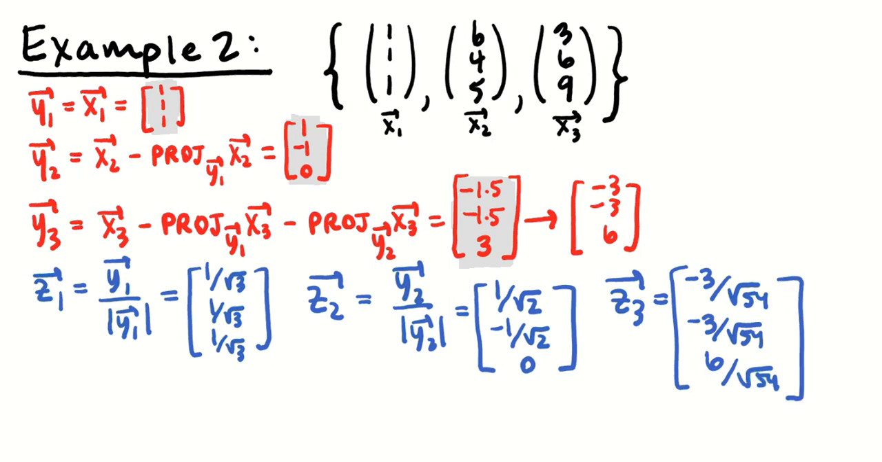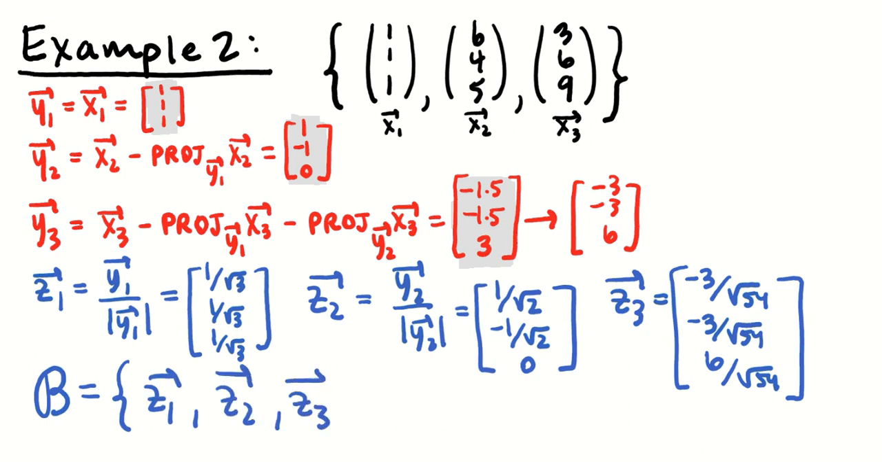And then I could say that my orthonormal basis for R3 that I obtained by Gram-Schmidting the set x1, x2, x3 is going to be this z1, z2, z3.